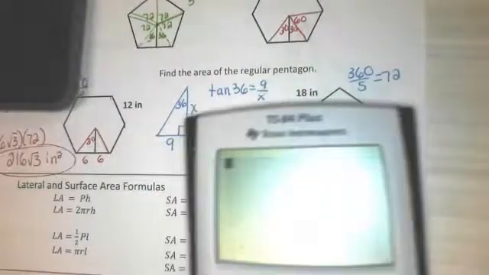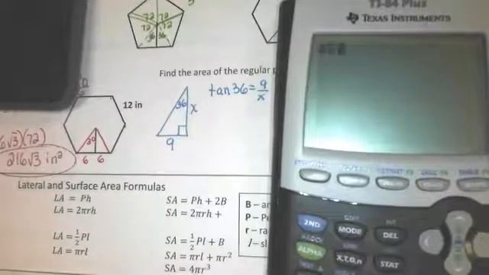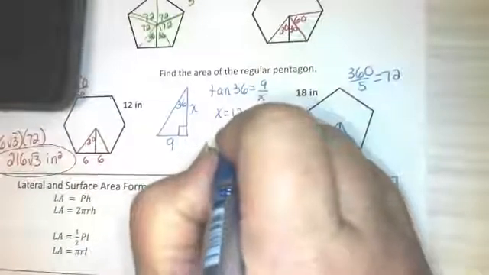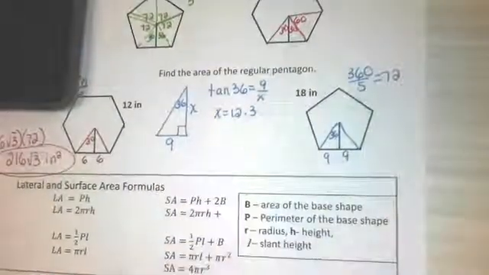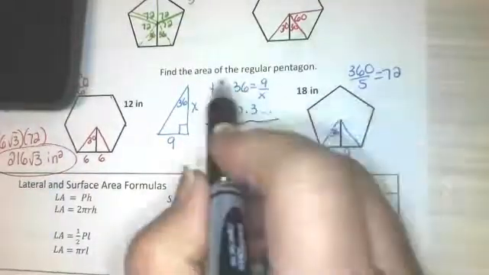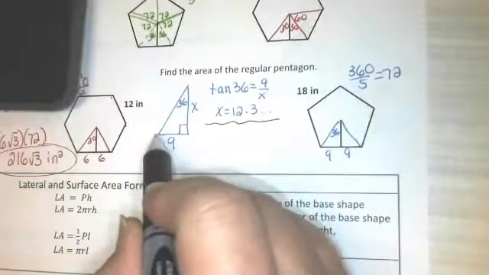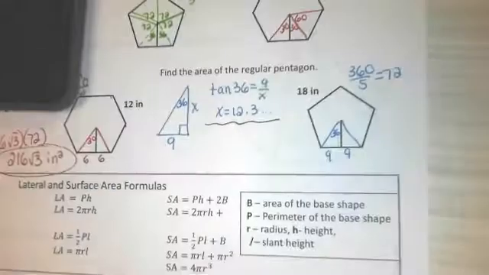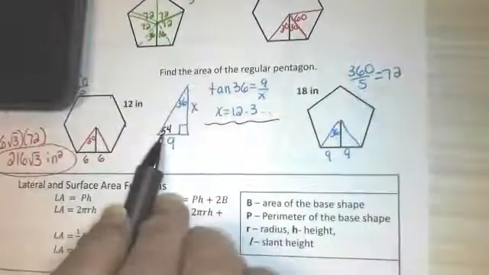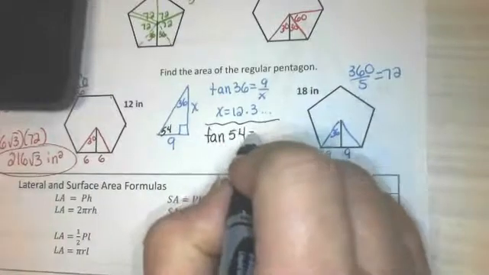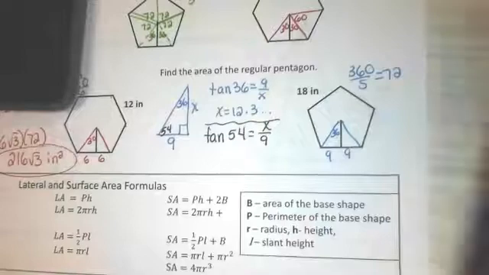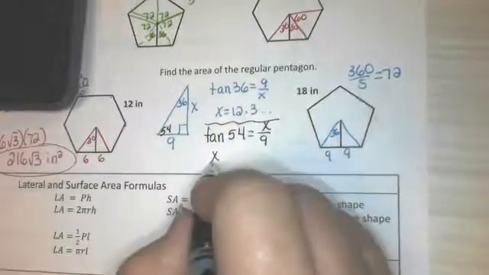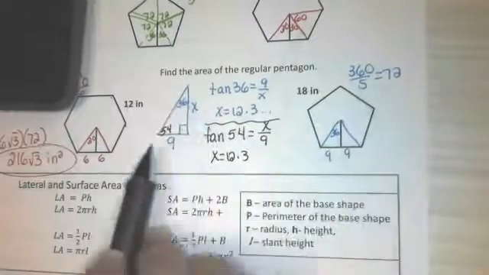Grab my calculator. Since x is on the denominator, I'll be dividing by tangent 36. And I get 12.387. Now, some of you might have noticed, hey, if that's 36, can I use this angle down here? Well, since 180 minus 36 plus 90 is 54, you could actually use the 54 that's down here. In that case, you would have said tangent 54 equals x over 9. And then 9 times tangent 54 gives you that same 12.3 number. So either way, it works. You can use the 36, just be careful, or you could use the 54.